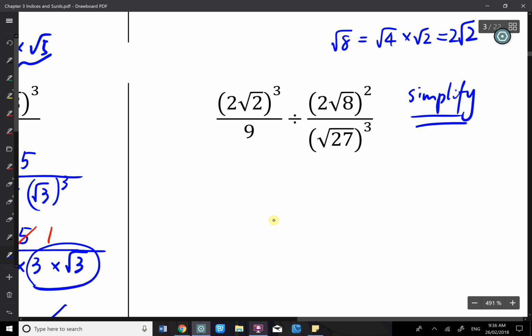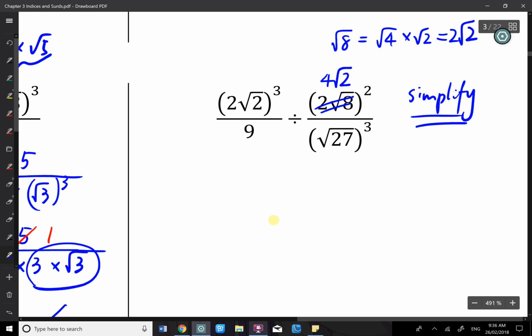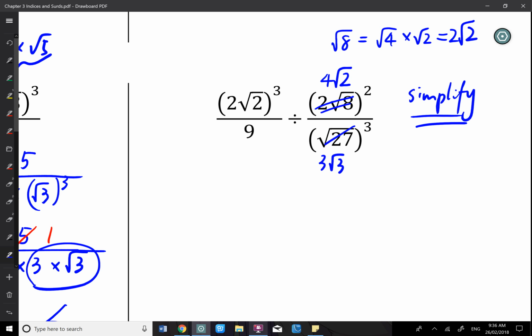So this thing will change to a 4 root 2 here because you have the 2 in the front. You change it first, simplify it first, and then square or cube or to any power. So this 27 is a 3 root 3 because it's a 9 times 3 give you 27. So you change that to 3 root 3 first and then cube it.